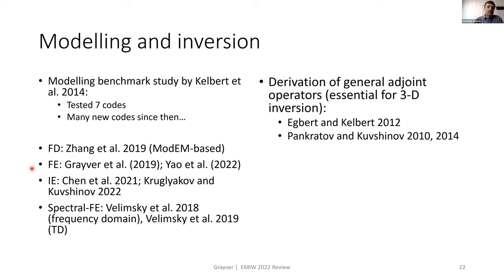And we actually have a good collection of codes that use different discretization schemes, pretty much as one would have for more local near surface applied geophysics applications. So we have finite difference codes, finite element codes, integral equation codes, and mixed spectral finite element codes, both in frequency domain and in time domain. All other codes reported above are frequency domain codes. And we have had a few papers that I find particularly important because they provide a very general formalism for deriving the joint operators, which are essential to implement efficient 3D inversion schemes.